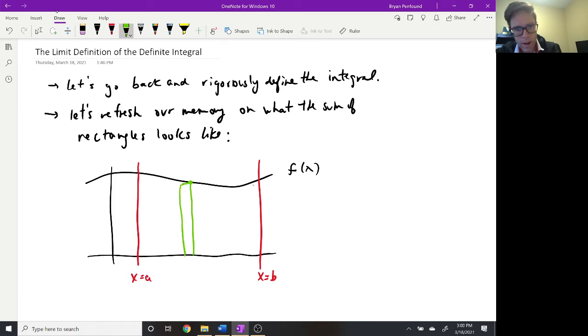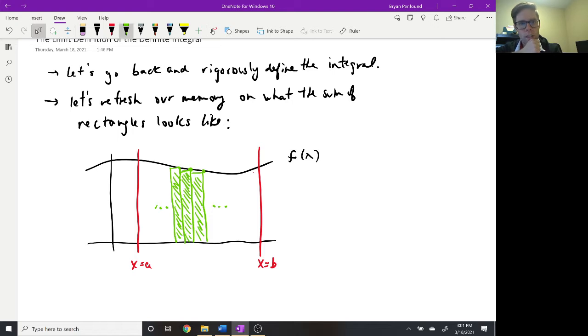Maybe here's one rectangle in green, here's another one, and we'll have one up here. So we'll do 3 rectangles. We're going to look at this middle rectangle, and you can assume that these rectangles are going to go off in either direction. Let's talk about the width of one of these subintervals. We've usually called this delta x, because this is a small change in the x direction.